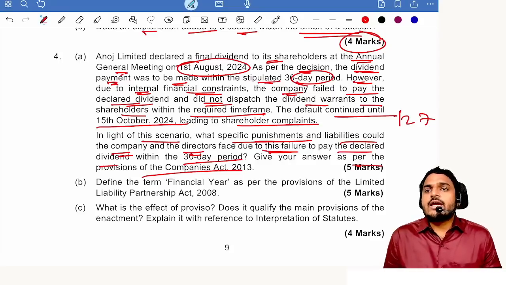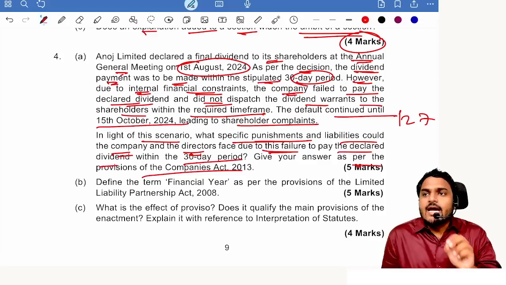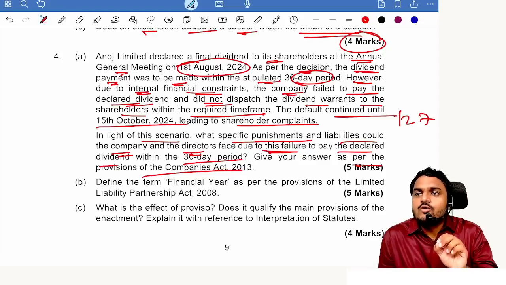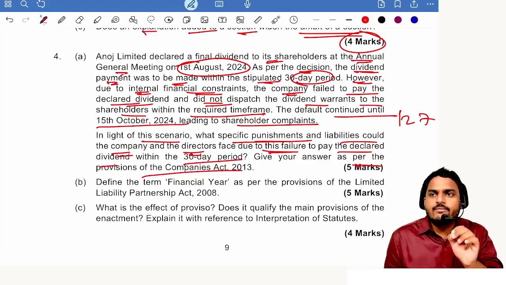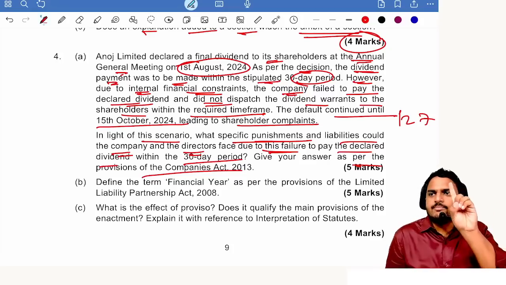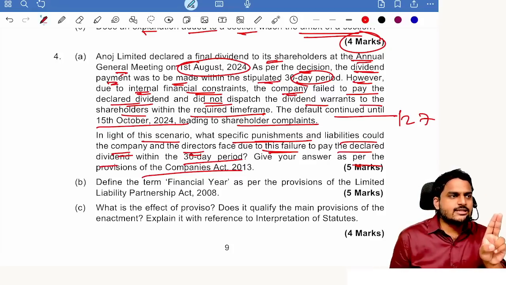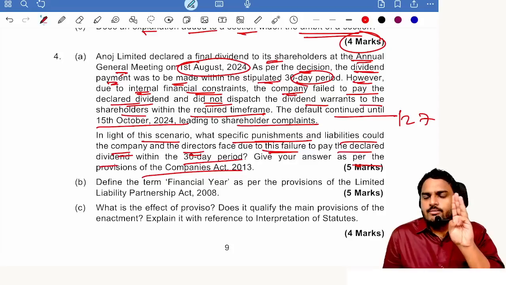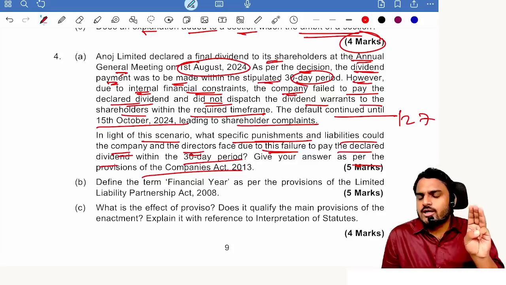Company interest how much? 18%. Directors imprisonment up to how many years? 2 years. And directors for every day of default 1000 rupees they need to pay as penalty. Okay, 3 points you need to write. 18% interest, imprisonment up to 2 years, and fine penalty 1000 rupees per day during which such default continues. 5 marks.